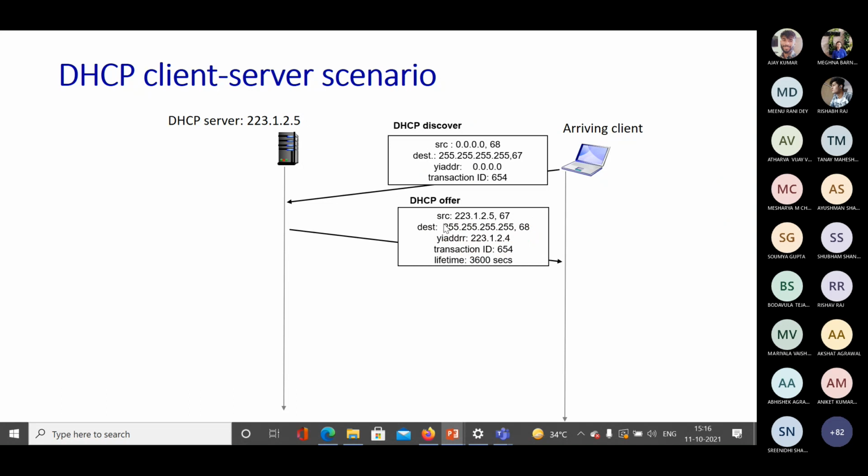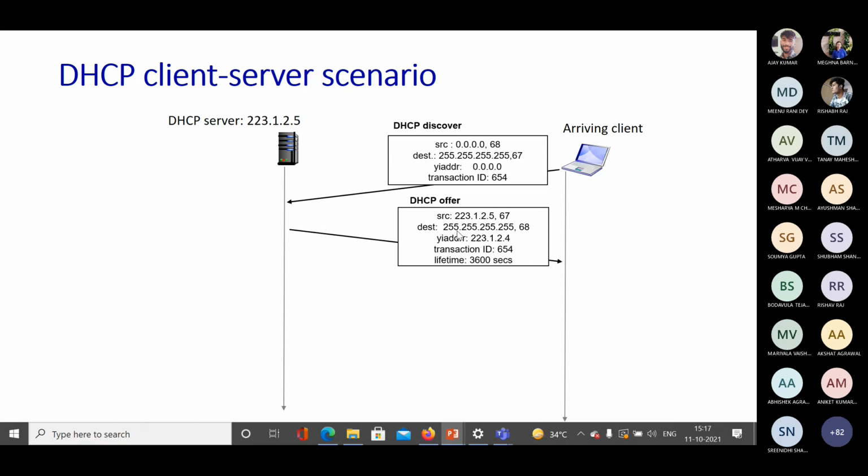Now, if we see in the datagram, what is the header content? This is how the DHCP offer message looks. The source address would be 223.1.2.5. As you can see, this is the server's IP address and this is the corresponding port number. And the destination address, as I already told you, is also broadcast in this case, because the IP address of the client is still not known, right? So a broadcast message is being sent from the server side on port number 68.